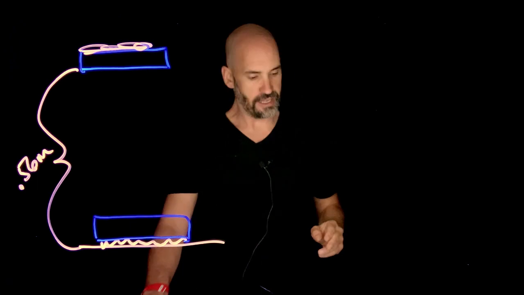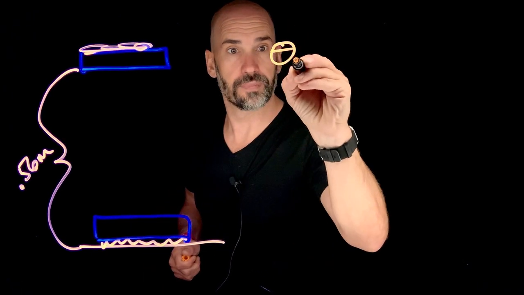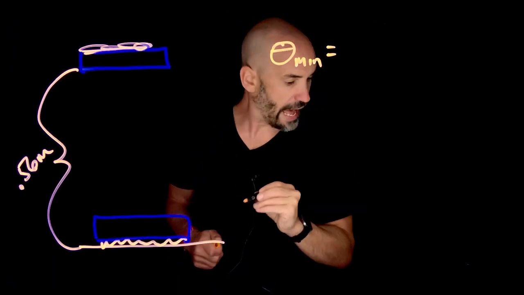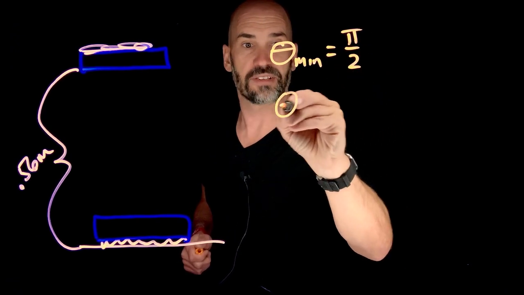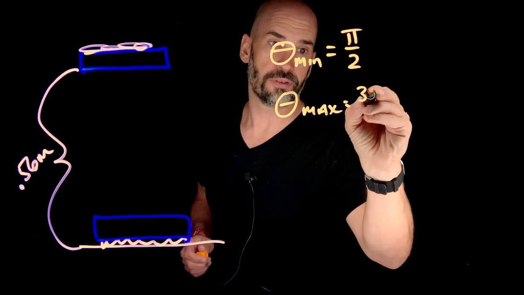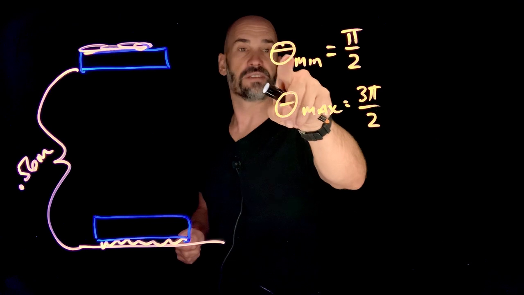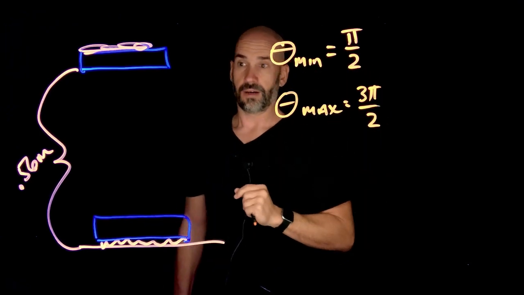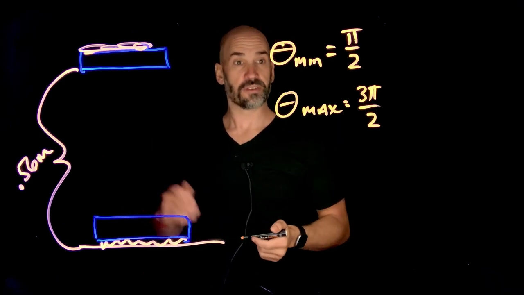So here's the thing. The theta minimum would have to be pi over 2, and the theta maximum would have to be 3 pi over 2, right? So in order for it to land butter side down, it has to rotate a minimum of pi over 2 or a maximum of 3 pi over 2. All right, now let's bring in our kinematic equations, right?